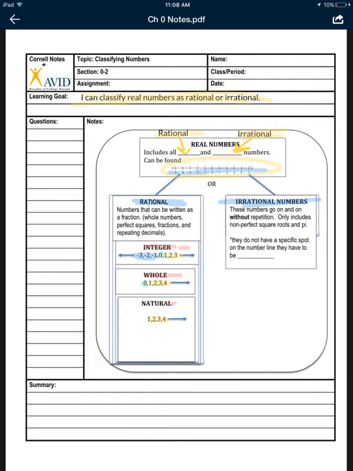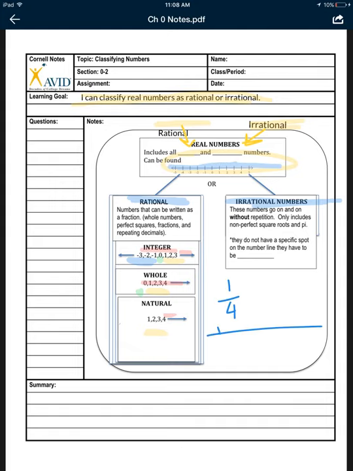Then our rational numbers all have a place on our number line, but let me see if I can zoom in on this again. Oh, I cannot. Okay, so our rational numbers have a specific spot on the number line. So for example, if I have 1/4, that has an exact spot in between 0 and 1. It's 1/4 of the way there. So it has an exact home.